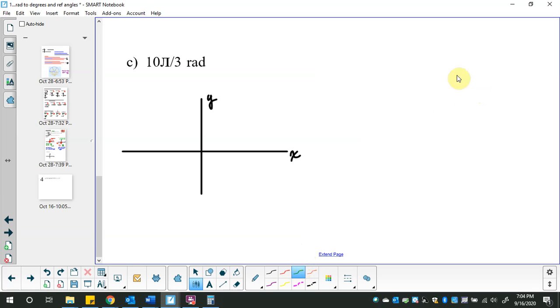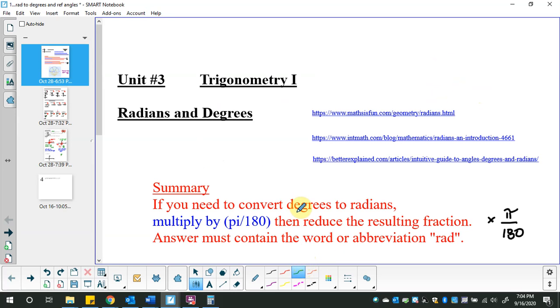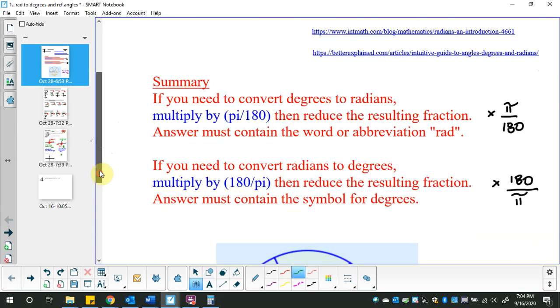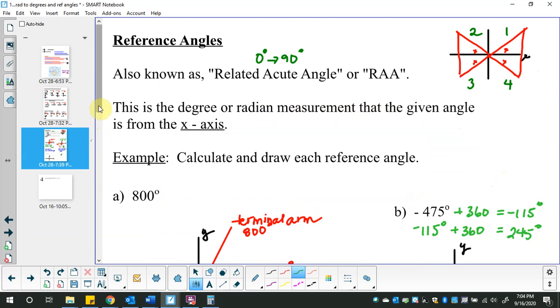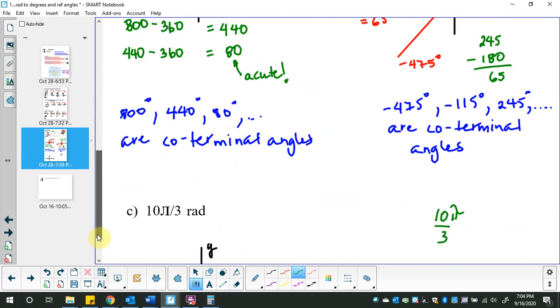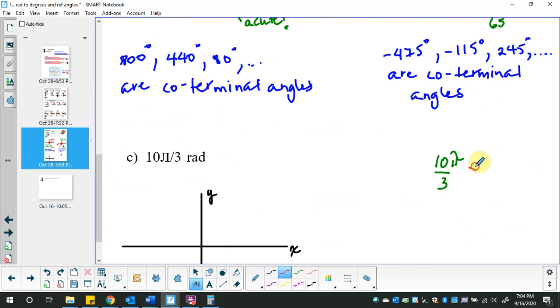I'm going to take 10 pi over 3, and I'm going to go back to this note, which tells me how to convert radians to degrees so I can picture this the way I am supposed to picture it. So that means I have to times by 180 over pi. So I'm going to do that here. 180 over pi. I should have known that, but I wanted to give you the visual. The reason I should have known that is that's how you get rid of the pi's, because one's on the top, one's on the bottom.